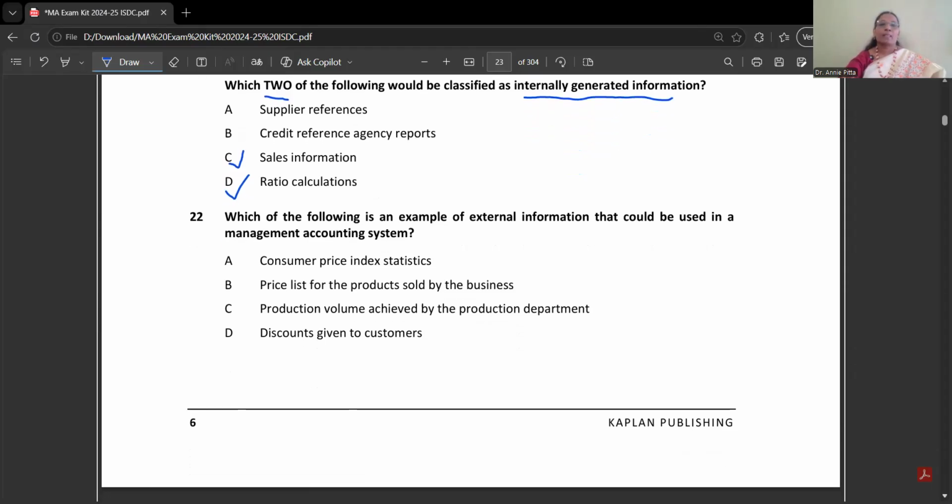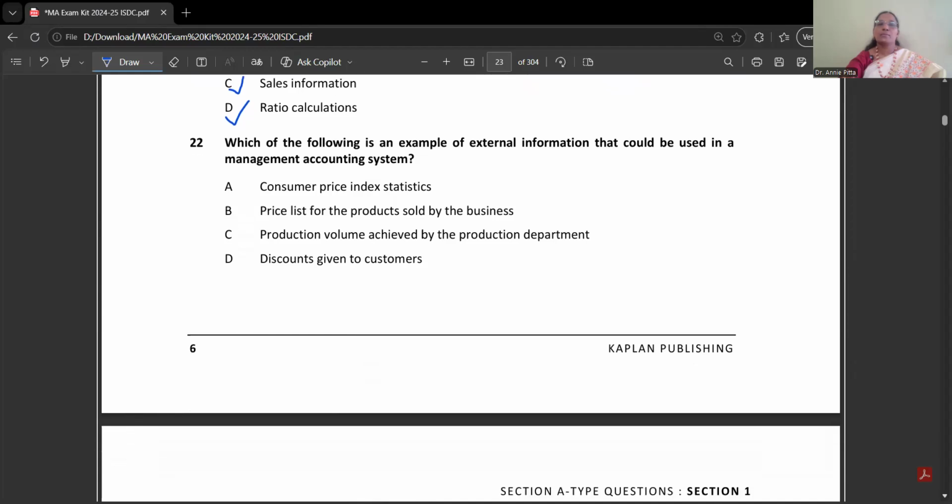22 says, which of the following is an example of external information that could be used in a management accounting system? We are talking about external information this time. Consumer price index statistics, price list of the products sold by the business, production volume achieved by the production department, discounts given to the customers. B, C, and D, all three of them are internal information. That is, the price list of the products sold by the business, their own products. So it is internal data.